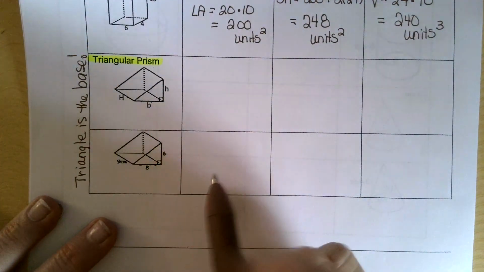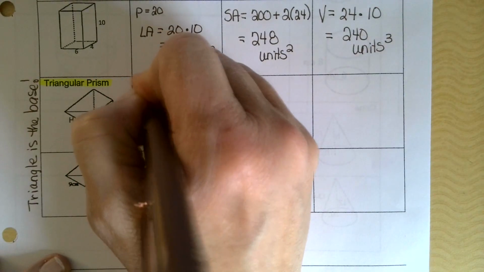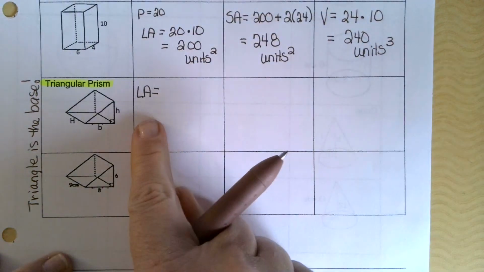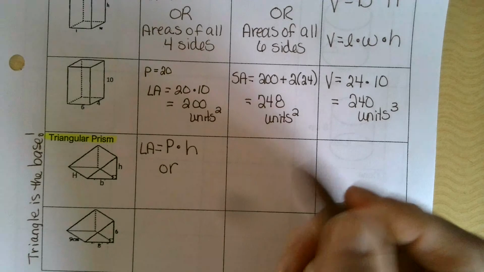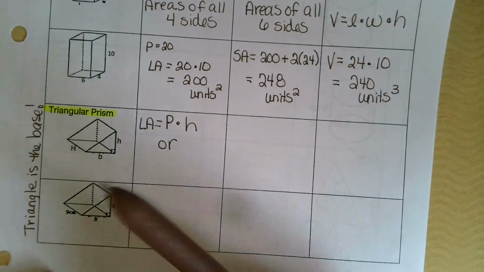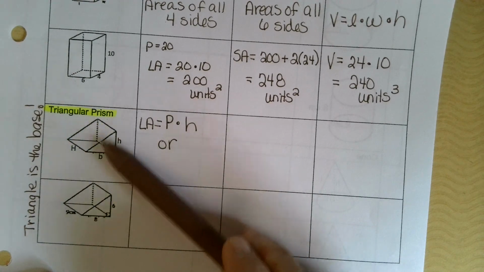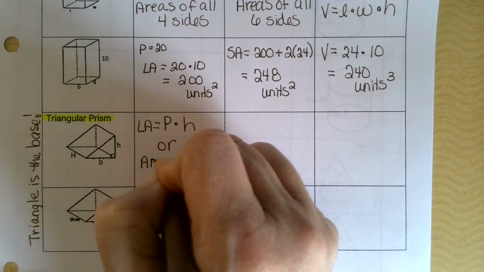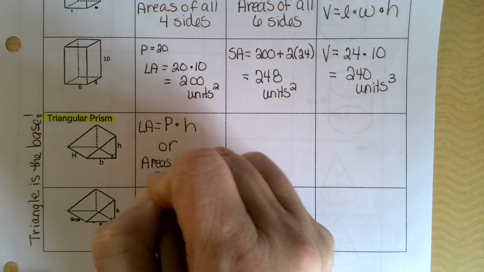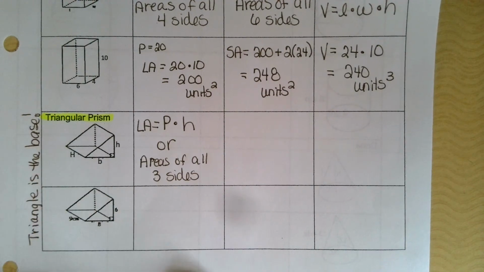Okay, triangular prism. All right, so the lateral area, guess what? It's going to be the same. It is the perimeter of the base times the height, or it is the area of the 3 sides. So remember, this is going to have this side. It's laying on its side, this one, the bottom one, and the one that's standing up. So that would be the areas of all 3 sides. You have to know that the triangle is the base.